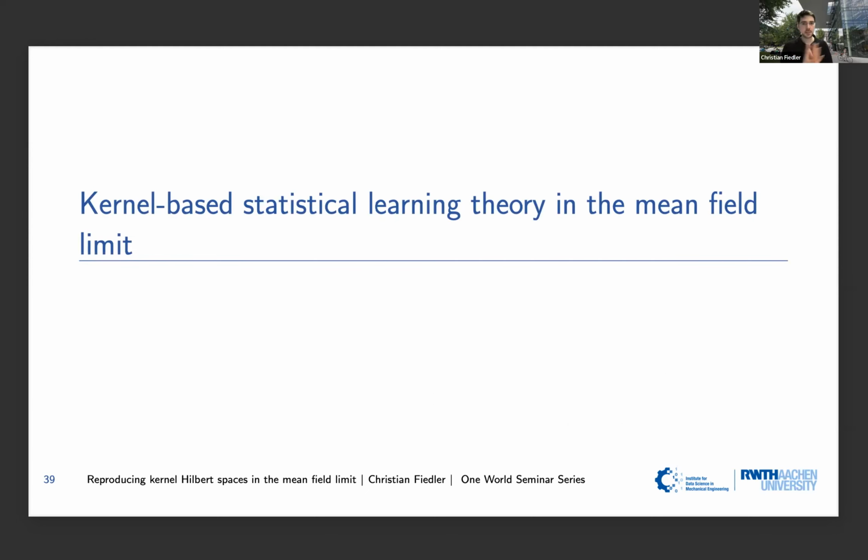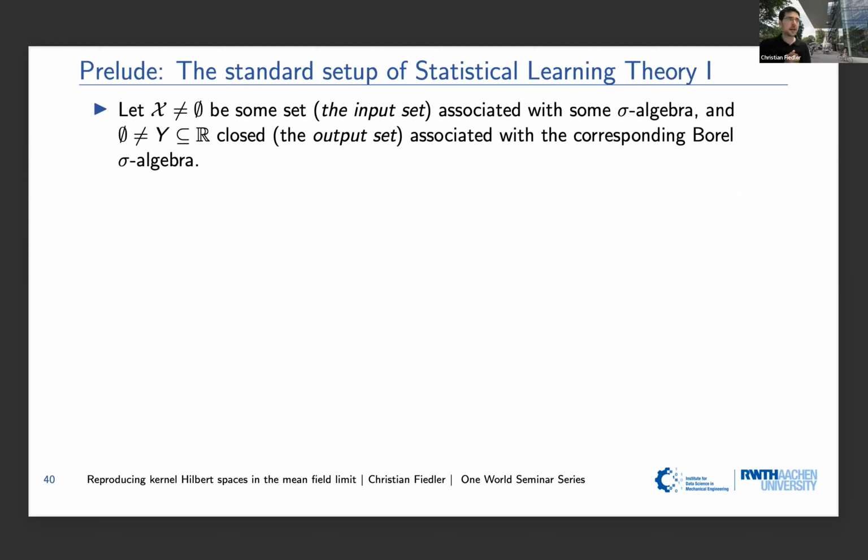Okay, this is a theoretically pleasing result, but what does it now mean for machine learning? So we work in the classic statistical learning theory setting. Let's quickly recap it. We have some input set with a sigma algebra. The output set will be a subset of the real numbers, also associated with the corresponding Borel sigma algebra.